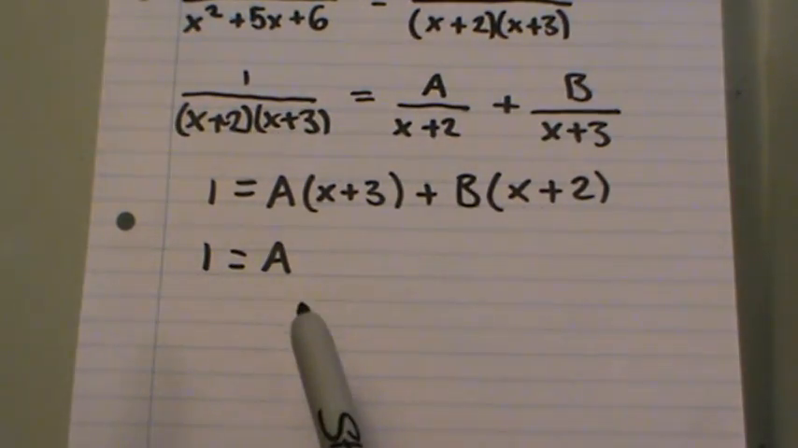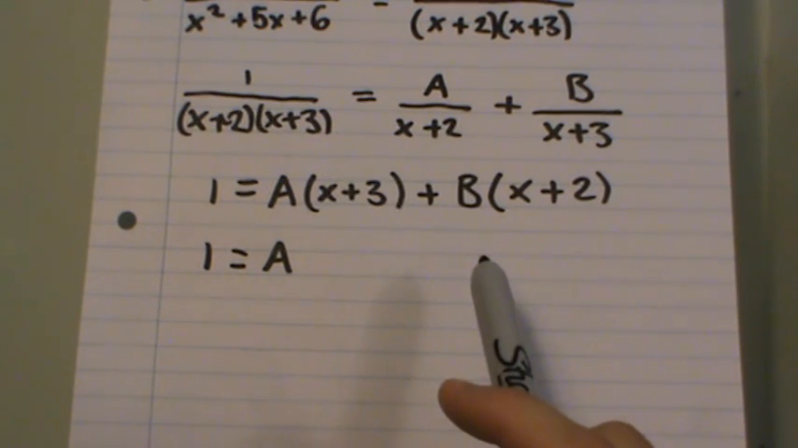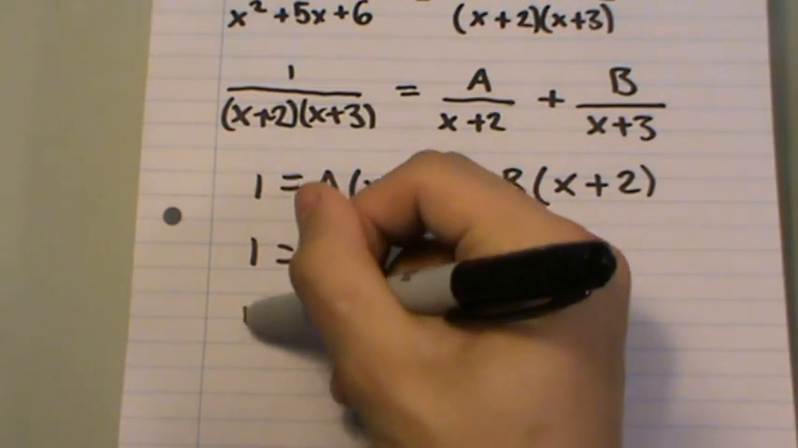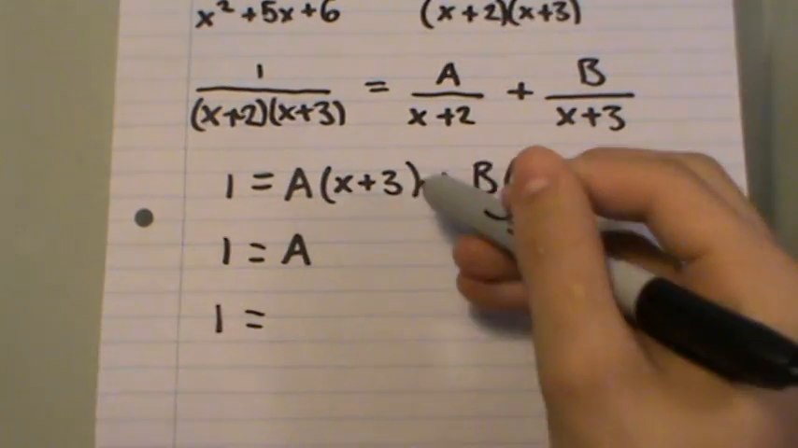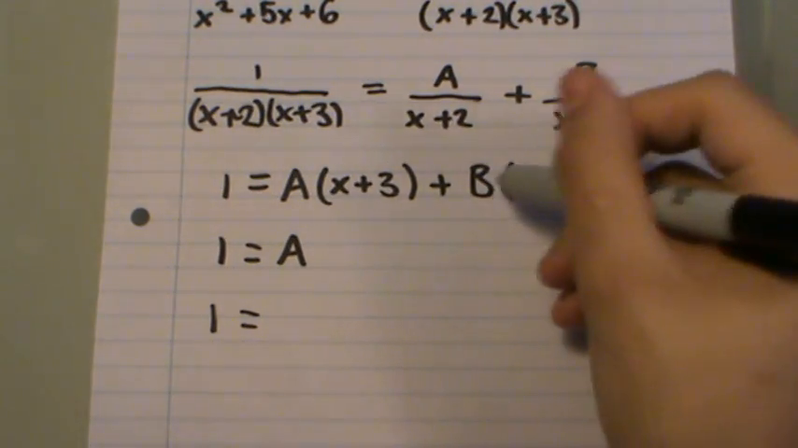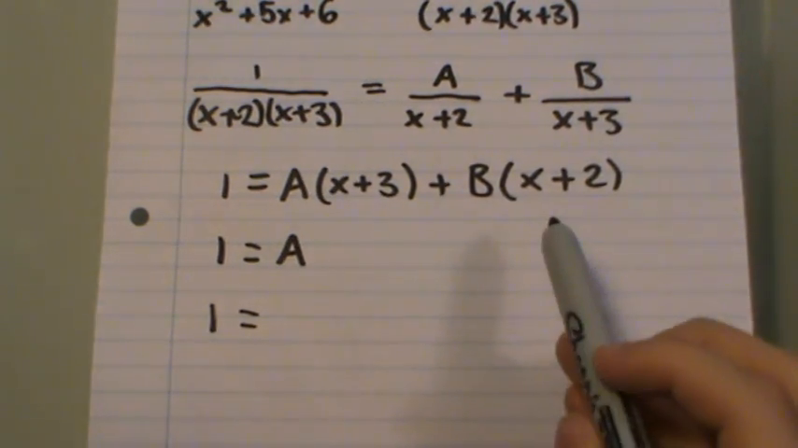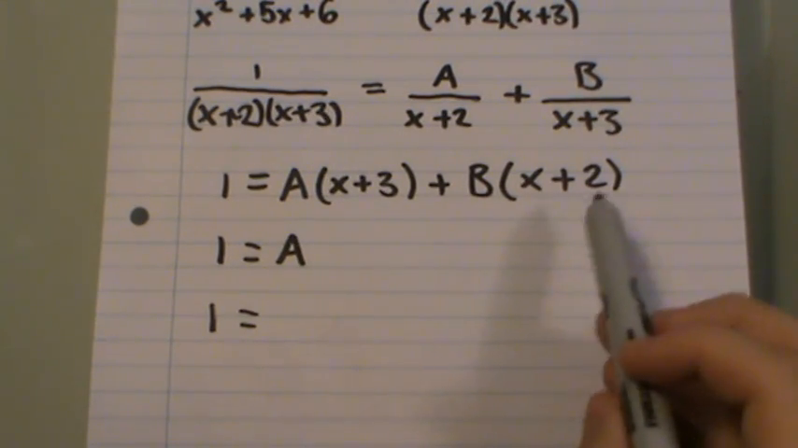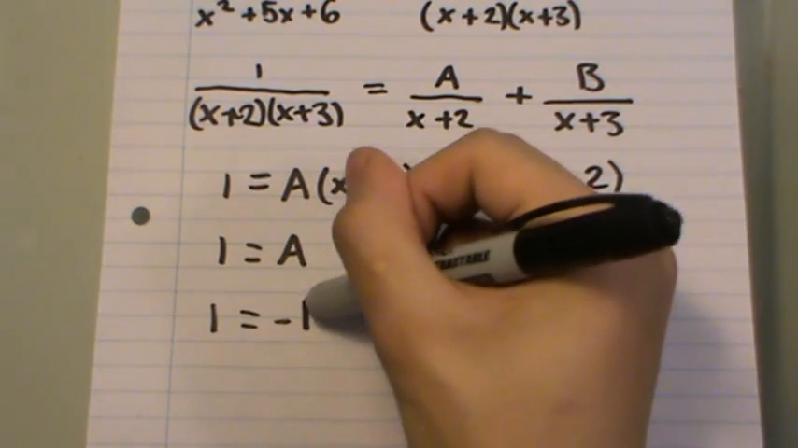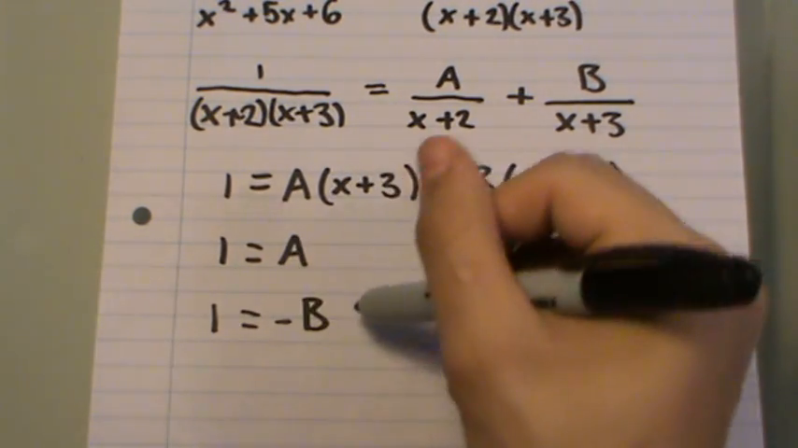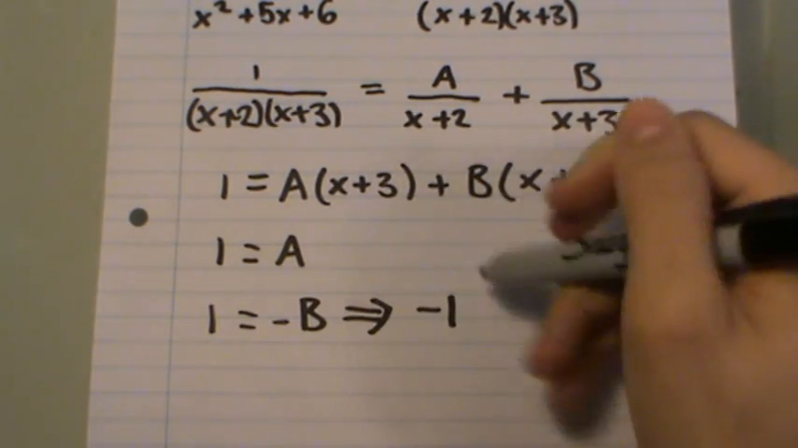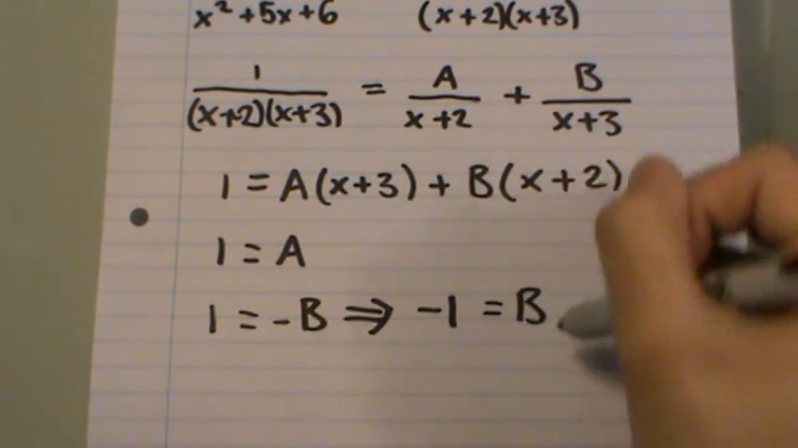Okay, so now let's have a look at what happens if I plug in x equals minus 3. Well, what we get is 1 is equal to, well, this A term will go to 0, so we'll just be left with this B term here, and minus 3 plus 2 gives us minus 1. So actually minus B is equal to 1, which can also be written as minus 1 is equal to B.